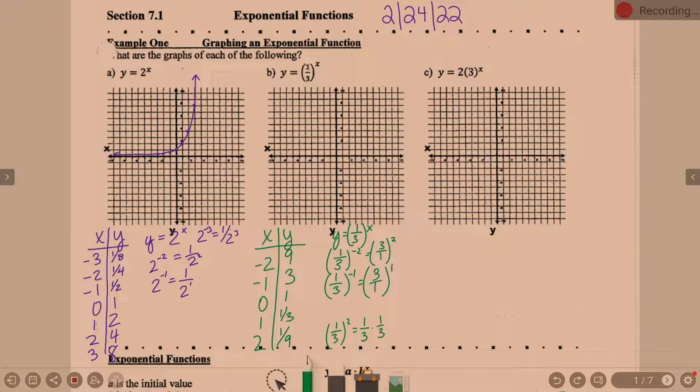Have you started graphing this? Yes, I tried. It's a similar shape, except it's going to end up reflected, flipped, reversed. So let's look at this. Negative 2, 9 tells me to go left 2, up 9. Negative 1, 3 tells me to go left 1, up 3.